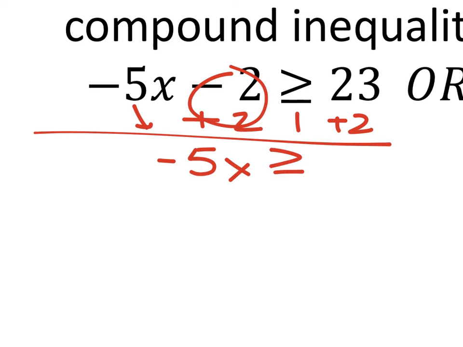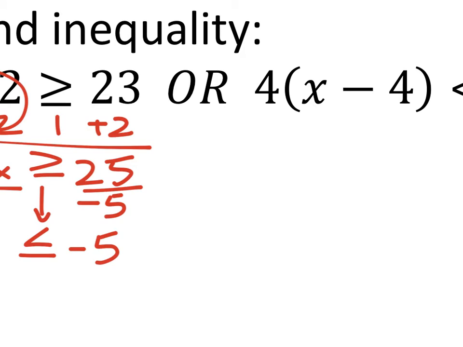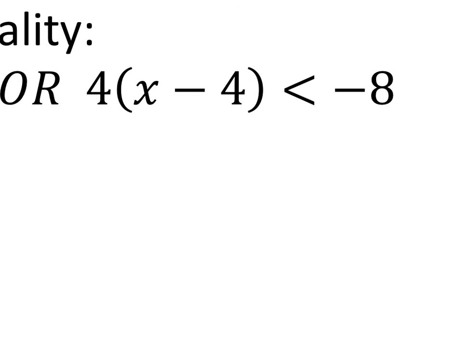You guys like that sign with it? 23 plus 2 is 25. Now right here I'm dividing both sides by -5, right? So I did divide both sides by a negative, which means I need to flip that inequality. Now x is less than or equal to -5. And again, that completes that portion of the inequality, except we need to go to the next side, right? The 4 parentheses, yeah, we're going to have to distribute that 4.